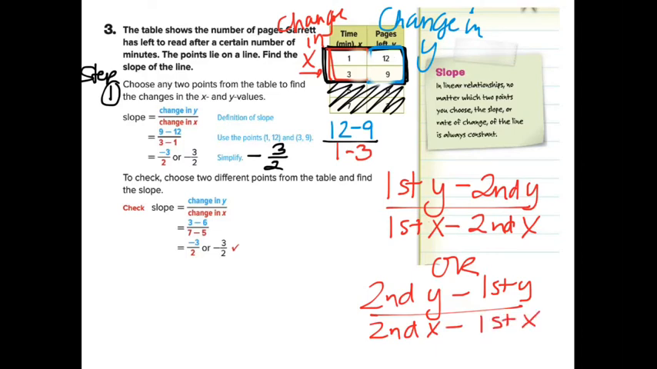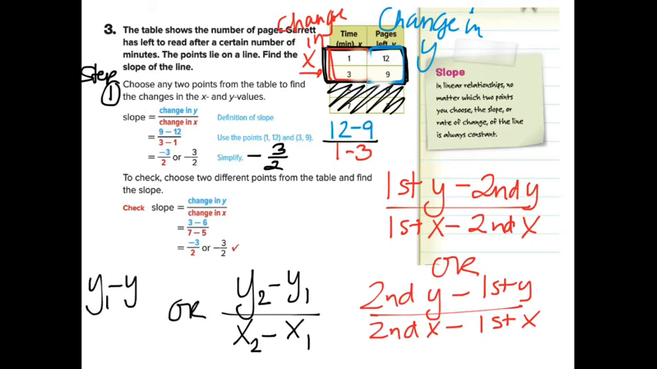And that comes into play with the notation that you saw me do at the beginning, where I said y2 minus y1. That stands for second y minus first y over second x minus first x, or first y minus second y over first x minus second x. You can vary this from problem to problem. Just be very, very careful that these two are an ordered pair, and these two are an ordered pair. You can't jump around.